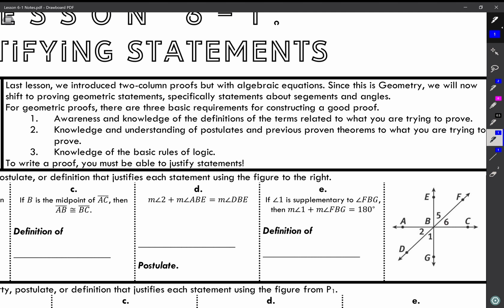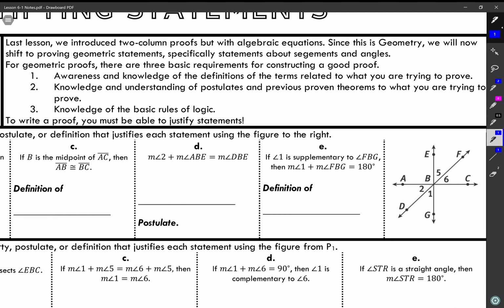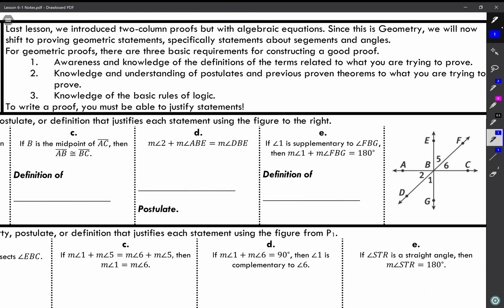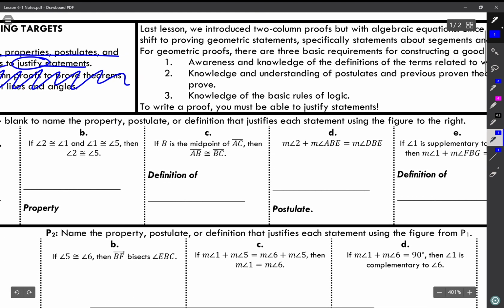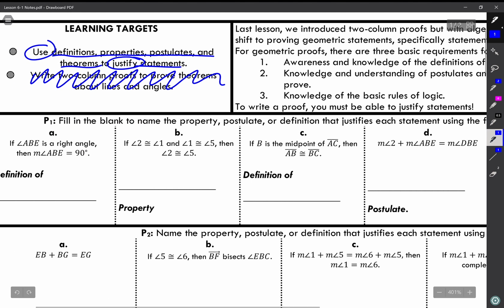Number 3, we want knowledge of the basic rules of logic, just so things flow in a logical order. We can touch more on this later in terms of logic and how things flow, but right now we're just going to rely on what we know about the basic rules of logic. And so, to write a proof, you must be able to justify statements. That is the name of the lesson today. So obviously we will be justifying statements.